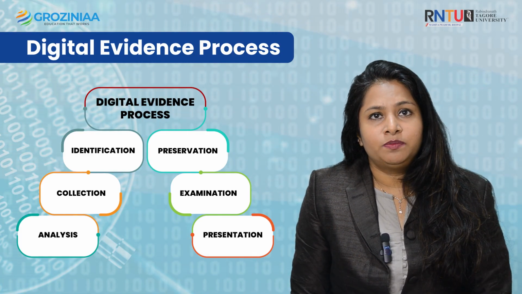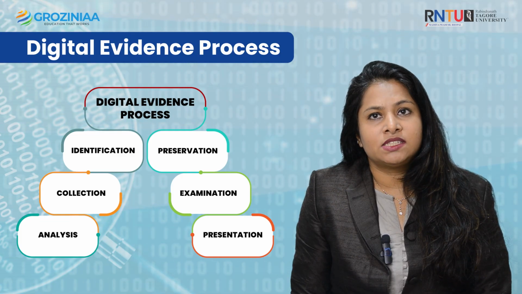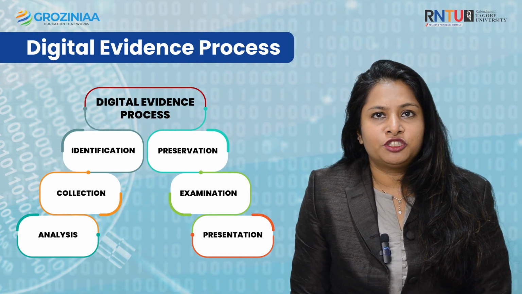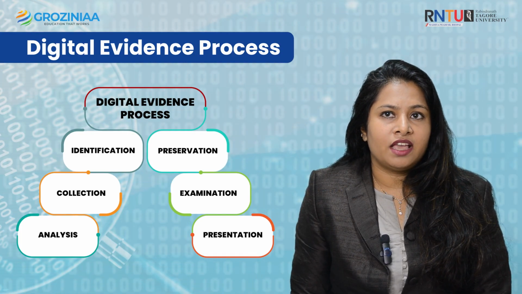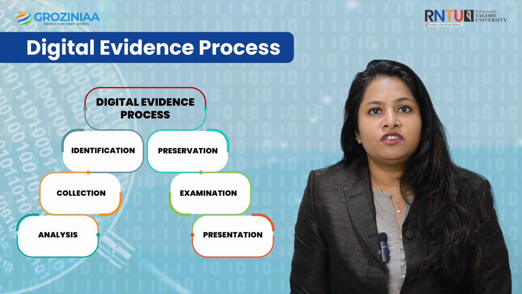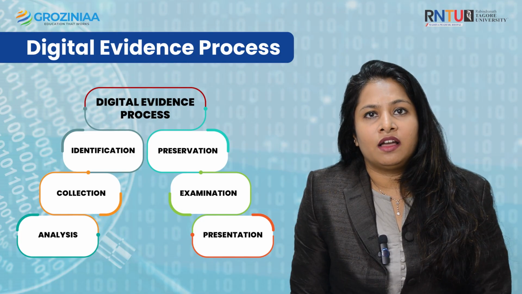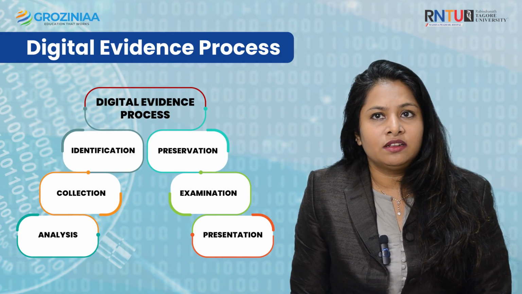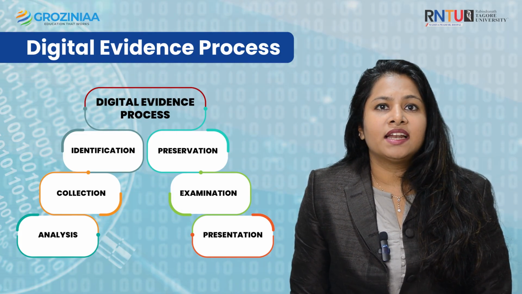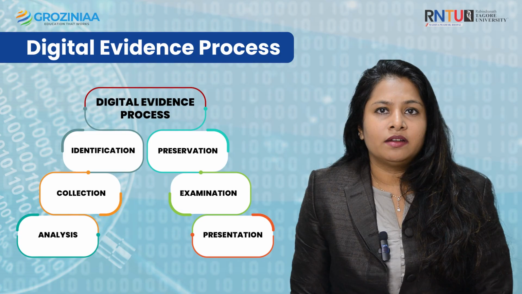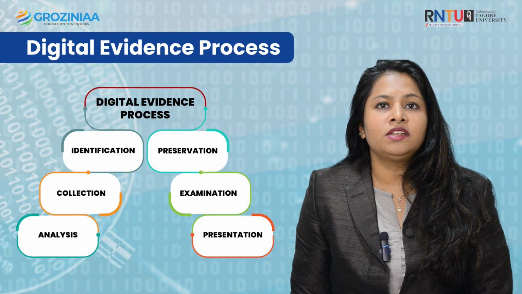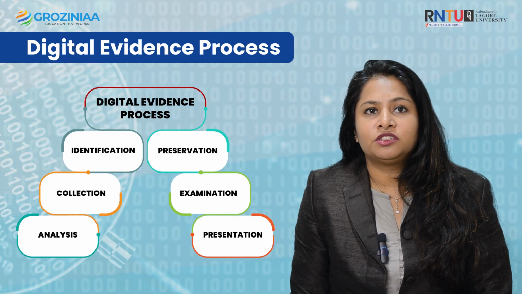Following the structured process ensures that digital evidence remains reliable, traceable, and admissible in court. Any deviation from these steps can compromise the case or lead to the rejection of evidence. So in short, identification is finding the evidence, preservation protects it, collection secures it, examination reveals it, analysis interprets it, and presentation communicates it. Each step is equally critical in ensuring justice and finding the digital truth.